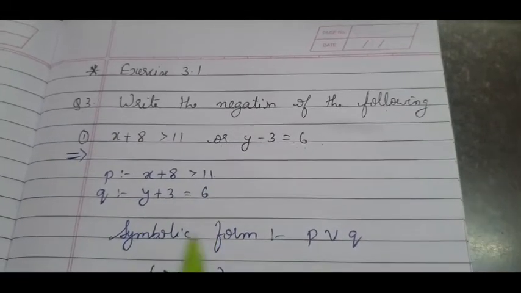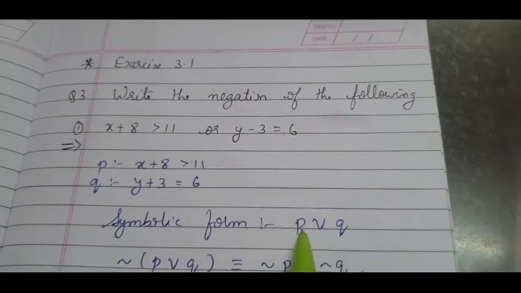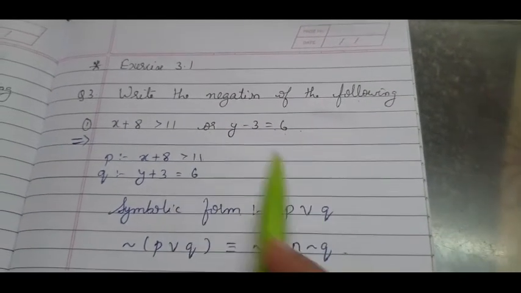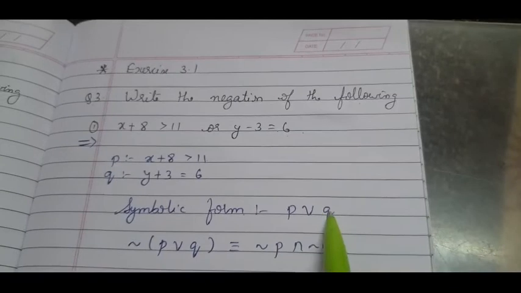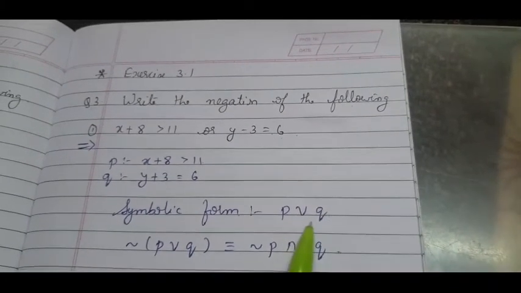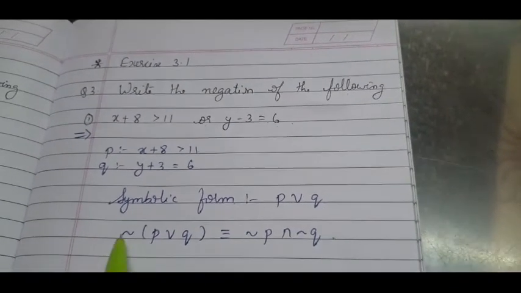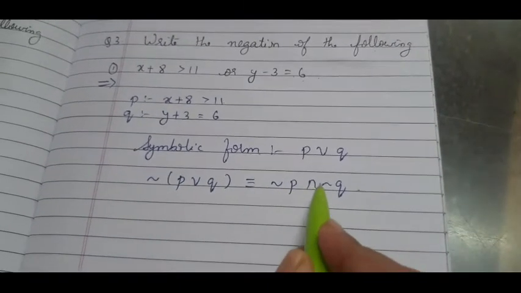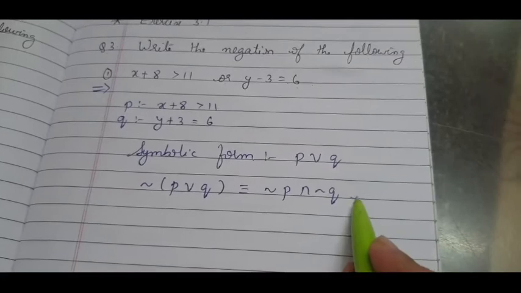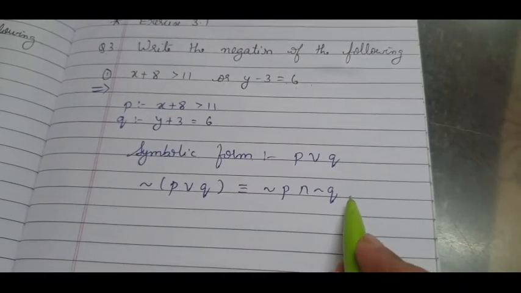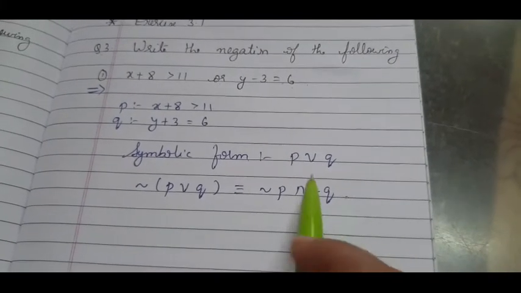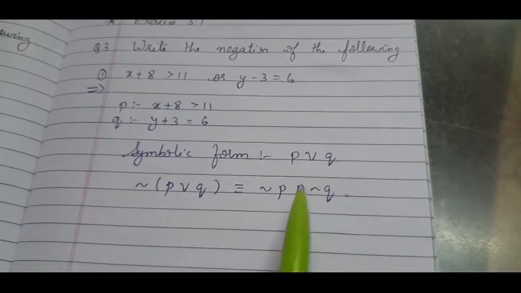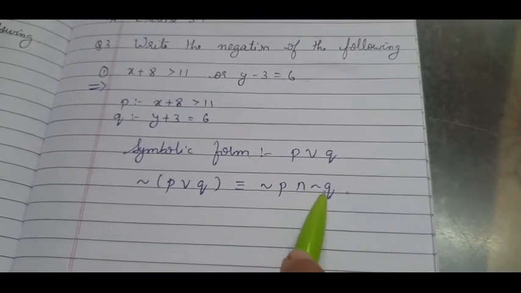We'll write the symbolic form. Here or is used, so the symbolic form is P or Q. Now we have to find the negation of this. So I will write negation of P or Q is equivalent to negation P and negation Q. This I have written from the formula which we have learned now. So the negation of this statement will be negation of P and negation of Q.